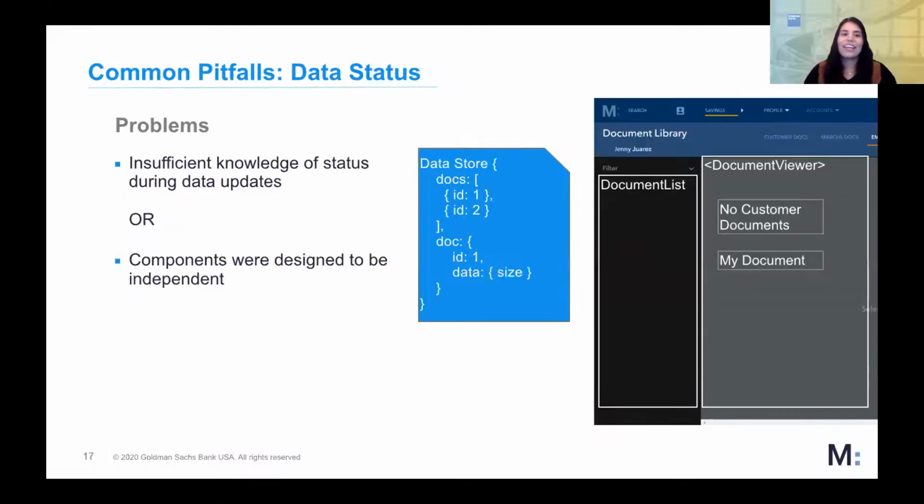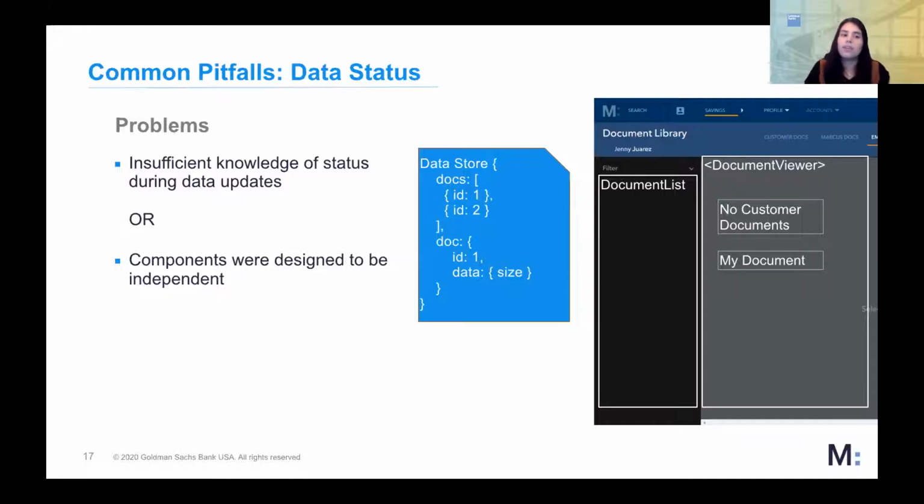And you can think of the problem for this situation as being twofold. You can think of one issue being that there is insufficient knowledge of status updates for the data. So the document viewer needs to know if the document information that it needs has been fetched or is in the process of being fetched, and there was a disconnect in the components there.